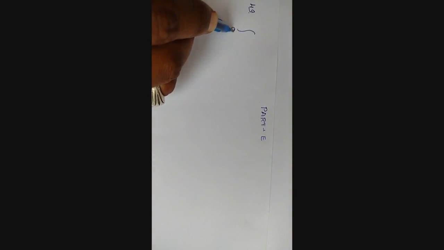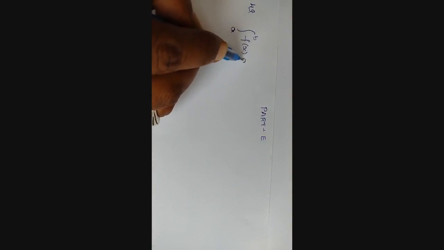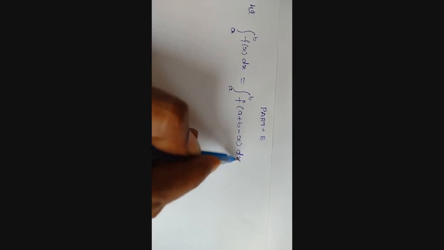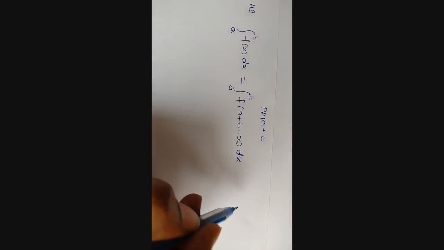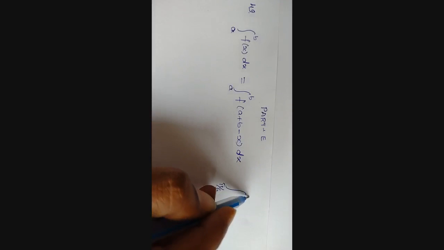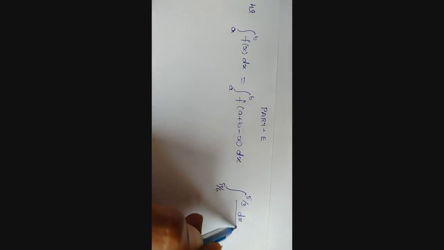Question number 49 is related to standard form integrations. The question is like this: show or prove that the integration of a to b f of x dx is equal to the integration of a to b f of a plus b minus x dx, and hence evaluate the integration of pi by 6 to pi by 3 dx divided by 1 plus root tan x. Clear?